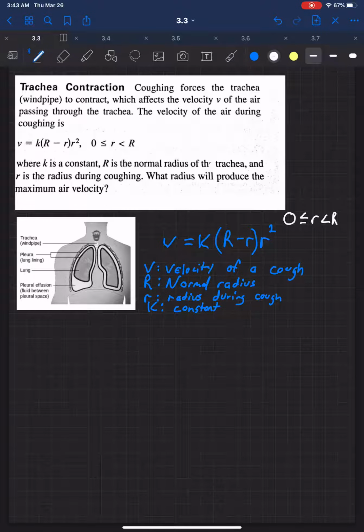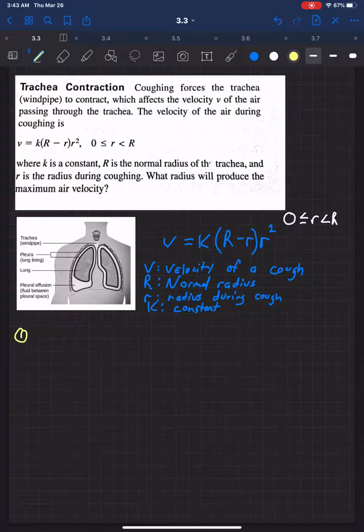Okay, so what do they want from us? It asks the following question: what radius will produce the maximum air velocity? Now, I have no idea why you would be interested in coughing at the maximum velocity that you possibly could. But that's okay, because the mathematics can help answer this question. We're going to figure out at what radius you would produce the maximum velocity of a cough. Ready? Let's proceed.